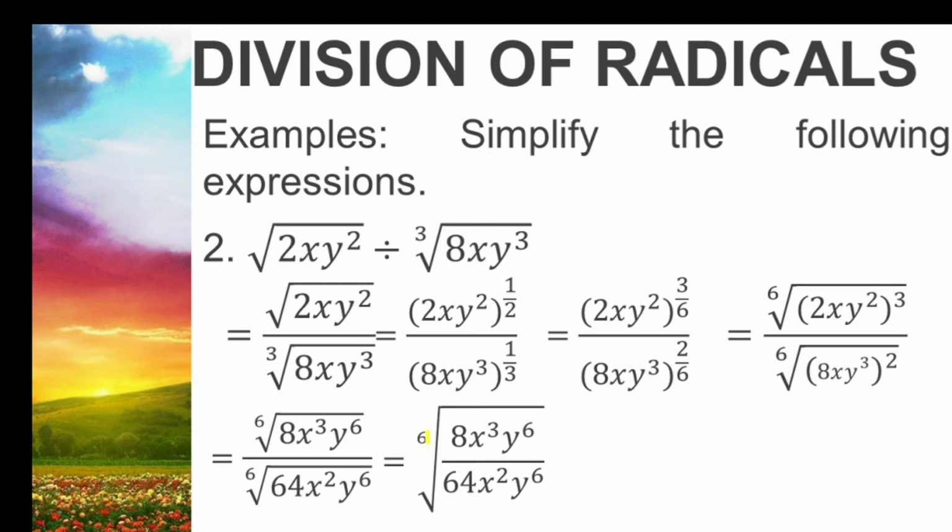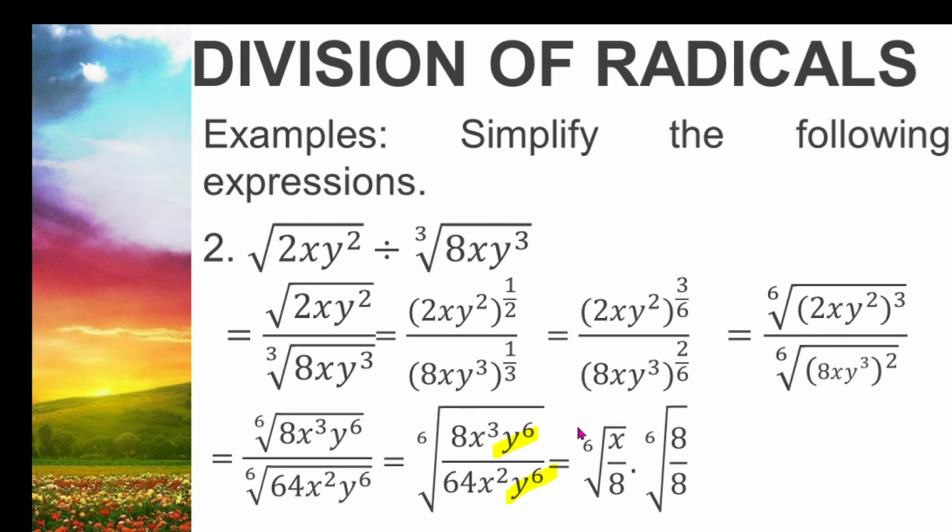So we have the 6th root of 8x cubed y raised to 6 over 64x squared y raised to 6. So take note that 8 divided by 64 is 1/8. X cubed divided by x squared is x, while y raised to 6 divided by y raised to 6, the exponents are equal, so we can cancel it out. So therefore, we have the 6th root of x over 8.